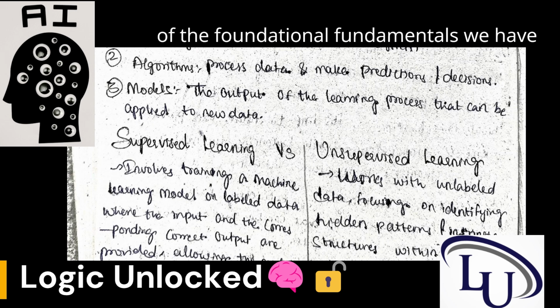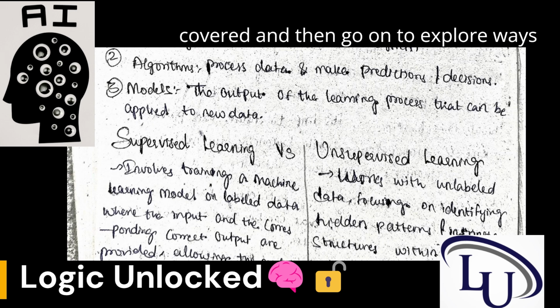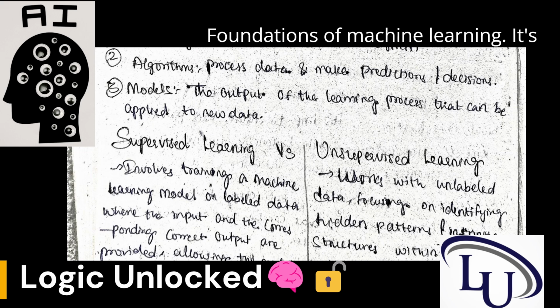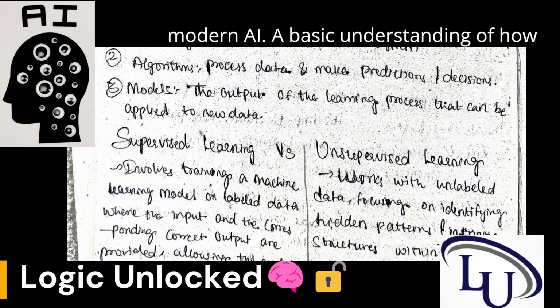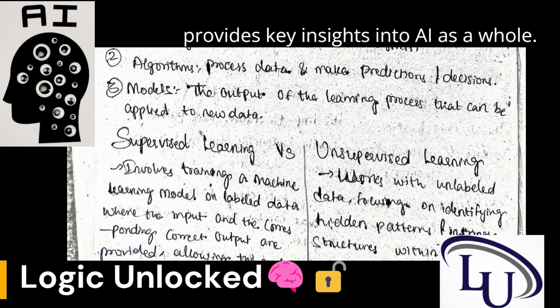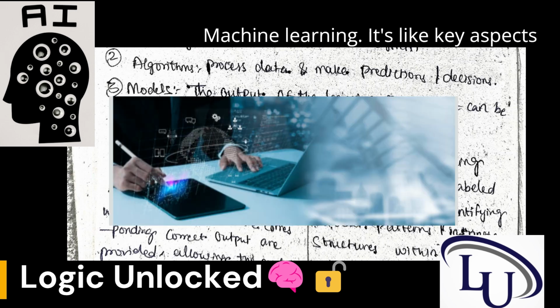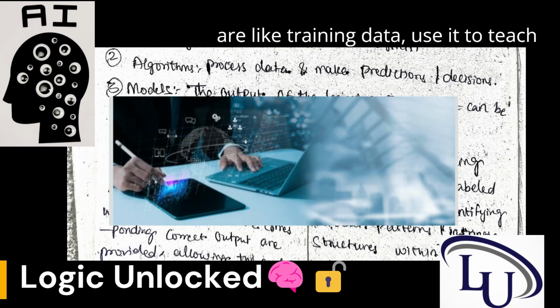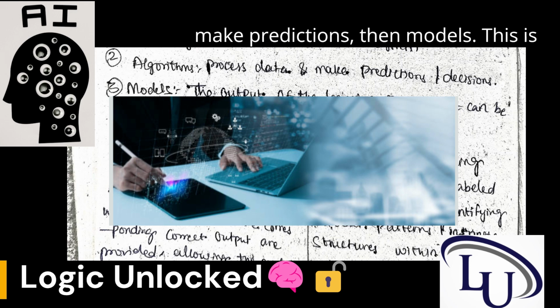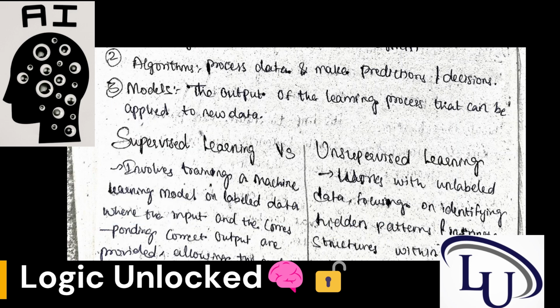Let's recap some of the foundational concepts we have covered and then go on to explore ways that you can use machine learning. Foundations of machine learning. Machine learning is a foundation of modern AI, and a basic understanding of how machines learn from and interpret data provides key insights into AI as a whole. Key aspects are training data, used to teach the system; algorithms, which process data and make predictions; and then models. This is important.